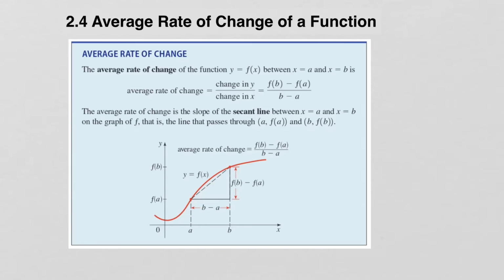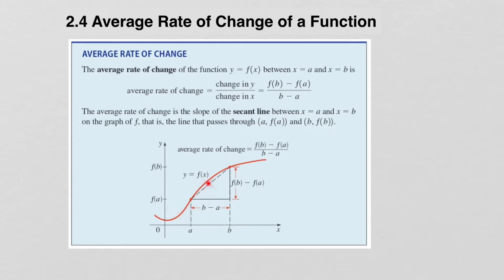In section 2.4, we look at the average rate of change of a function. The average rate of change of a function y equals f of x between x equals a and x equals b is defined to be f of b minus f of a divided by b minus a. And this average rate of change is nothing more than the slope of the secant line between x equals a and x equals b on the graph of the function.